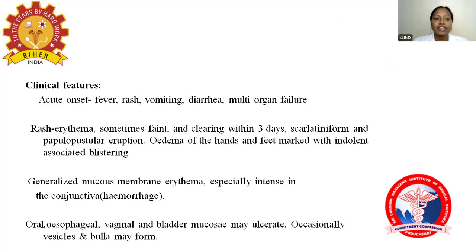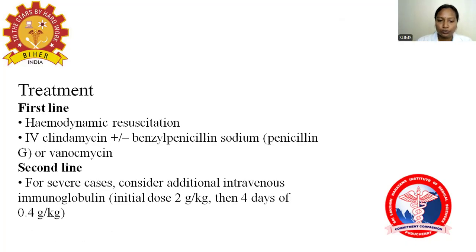So here we have clinical features. The rashes can be there along with fever, vomiting, diarrhea, multiple organ failure. The erythema, the rash which I told you, is usually very faint and it gets cleared within 3 days. Can also present like a scarlatiniform or papulopustular lesion, and edema will be there. Generalized erythema and edema will be there. So all the mucosas will also start to have the erythema and it can ulcerate also.